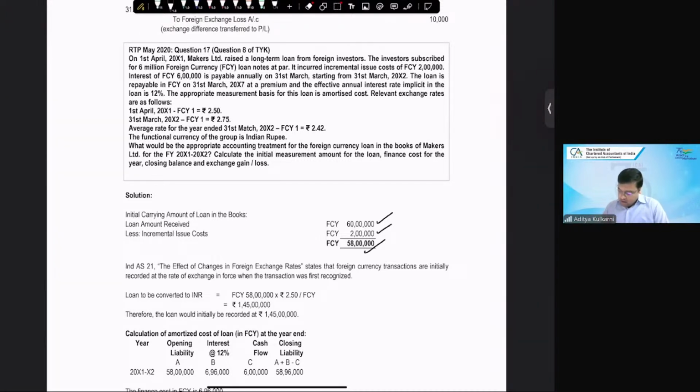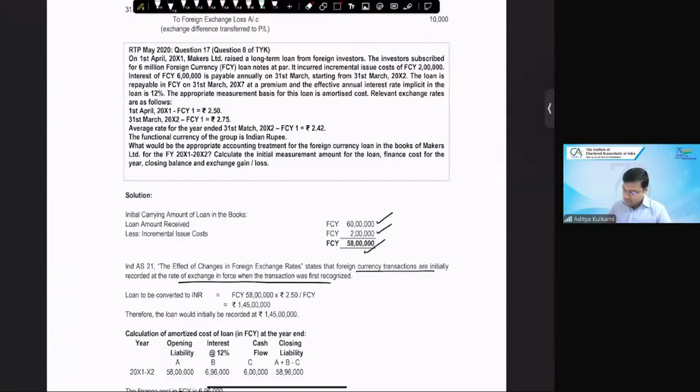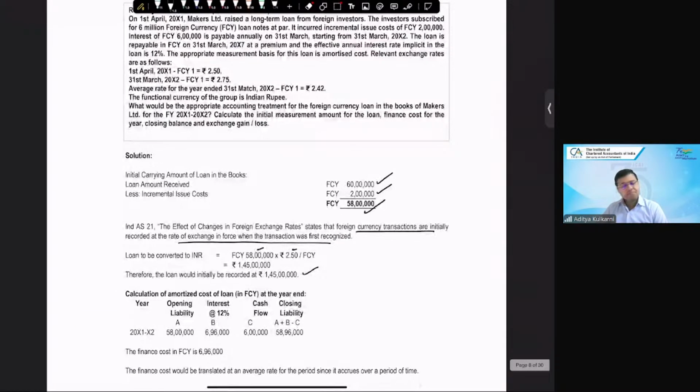Now, Ind AS 21 tells us to recognize foreign currency transactions at the rate of exchange in force when the transaction was first recognized. So when did I do the borrowing? I did the borrowing on 1st April. On 1st April my rate is 2.5, and therefore I will convert 58 lakhs using the rate of 2.5 to come to 1.45 crores. Is this part okay? Yes. Okay up to here?